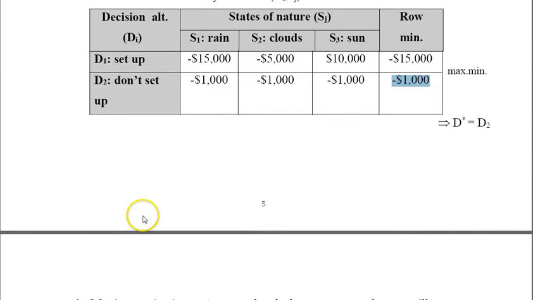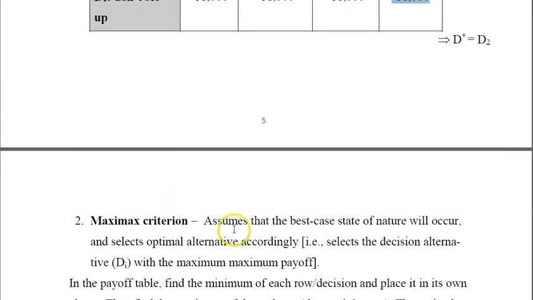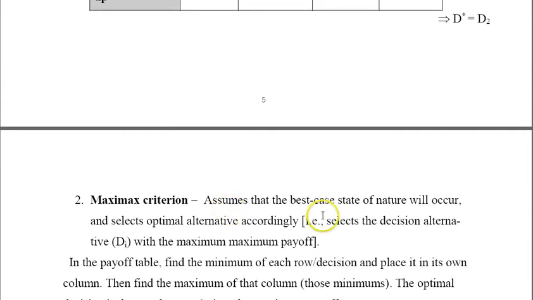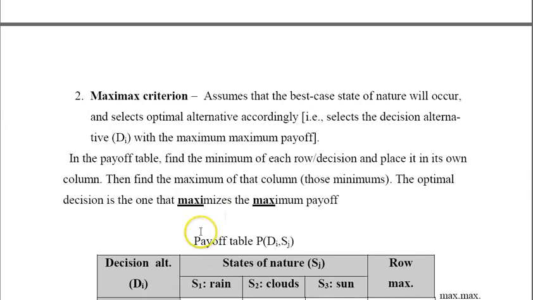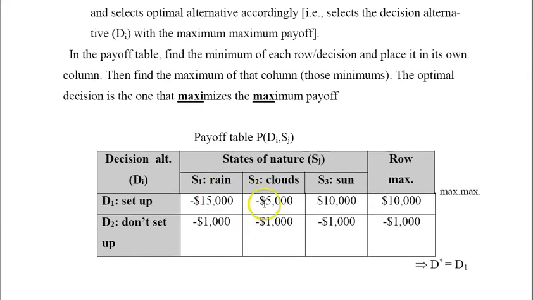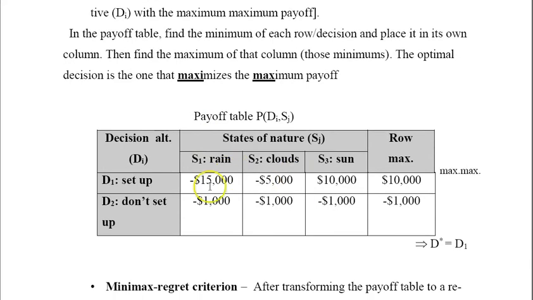On the other hand, if a person is optimistic and assumes the best case state of nature will occur, we call that the max criterion. In this criterion, same as the previous one, except now we pick the maximum value for each decision. So for this decision setup, we pick the maximum, which is 10,000.